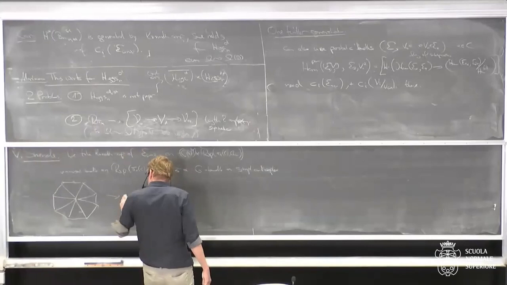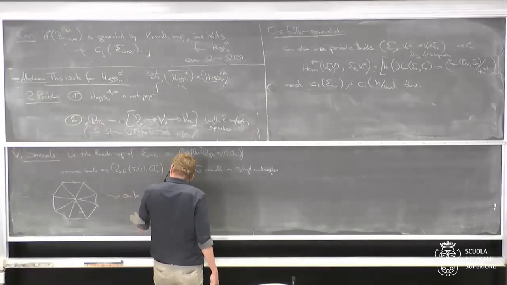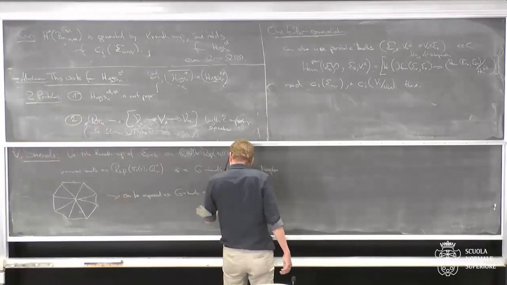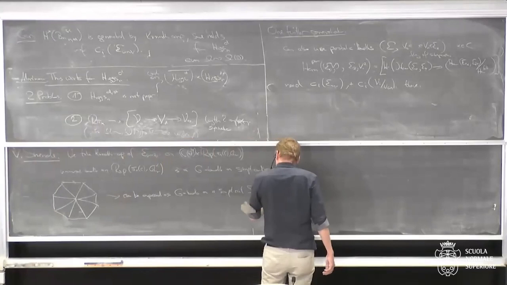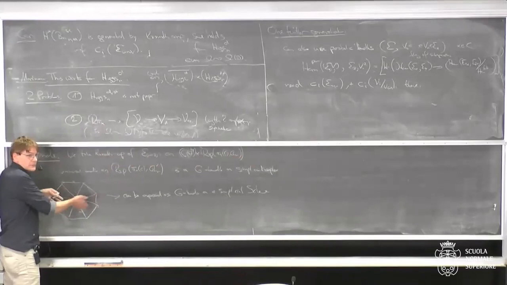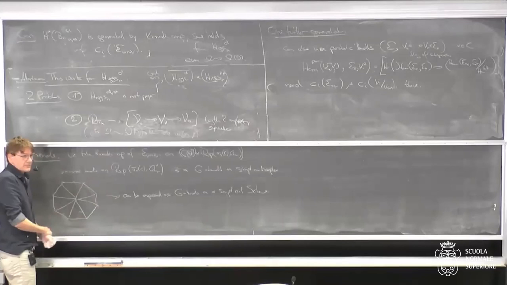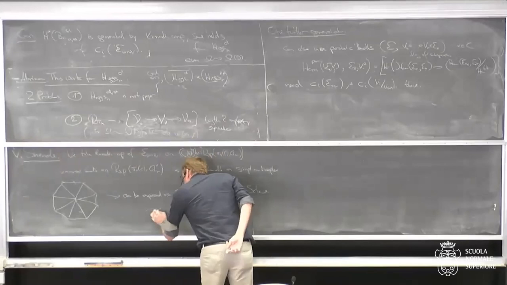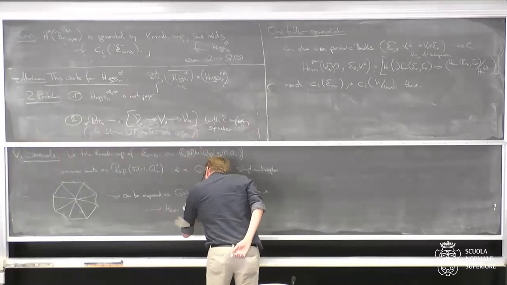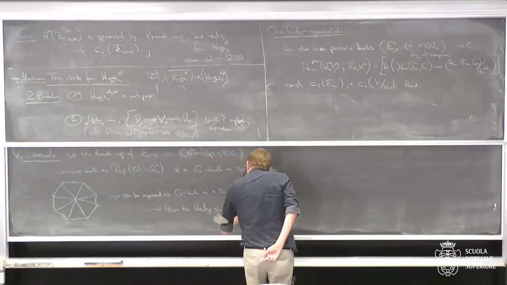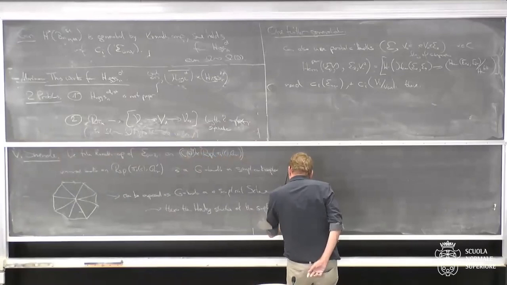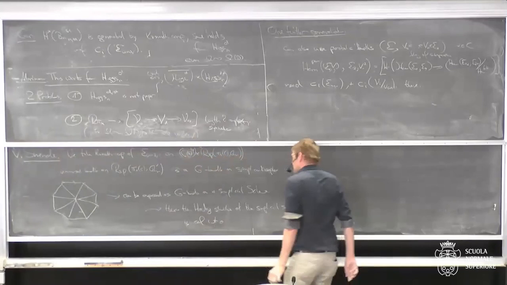But then this can be expressed as a G bundle on a simplicial scheme, where the simplicial scheme is just, well, you take the points in each dimension and you take the gluing. I mean, you just take your simplicial set and view it as a scheme by saying the points appearing are just Spec of C, just points. And there, the Hodge structure of the simplicial scheme is of weight zero.